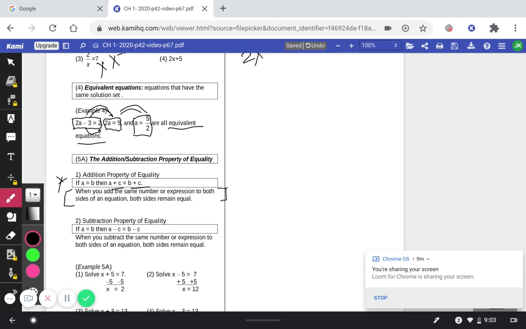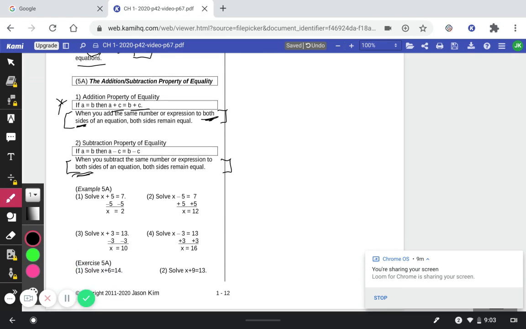Now, the subtraction property of equality is the same thing. If a equals b, then a minus c equals b minus c. So what they're saying is when you subtract the same number or expression from both sides of the equal sign, both sides remain equal.